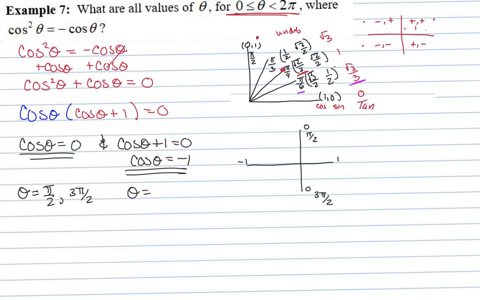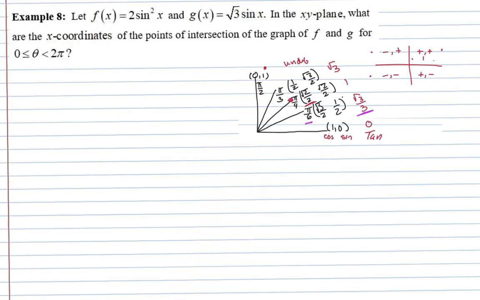And cosine is -1 at pi. So this one has 3 answers. These are your 3 answers because this is where it equals -1.